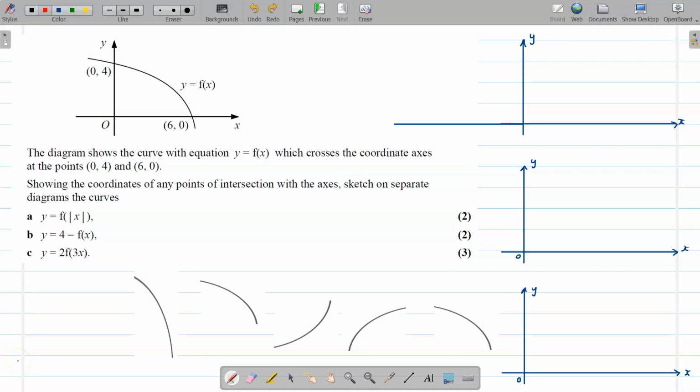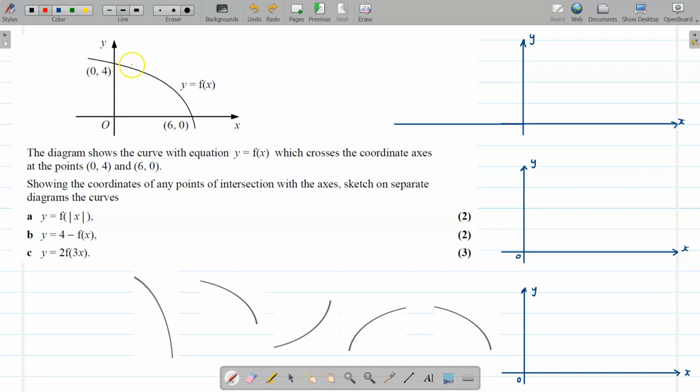Okay, welcome to this A-level exam question about sketching the graphs of three functions based on f of x, which is shown in this graph here. All right, so the first one is f of the modulus of x. Now this basically means that whenever x takes a negative value, in other words to the left of the y-axis, we treat the function exactly the same as if x was its positive value instead.